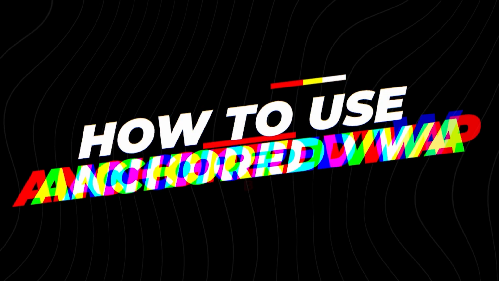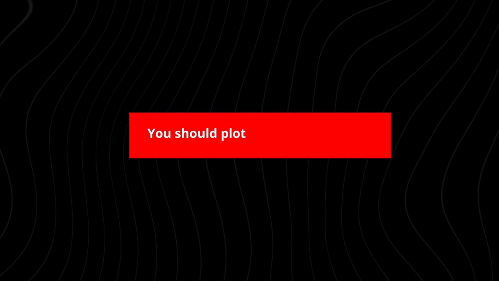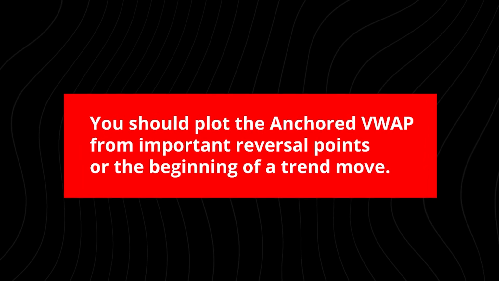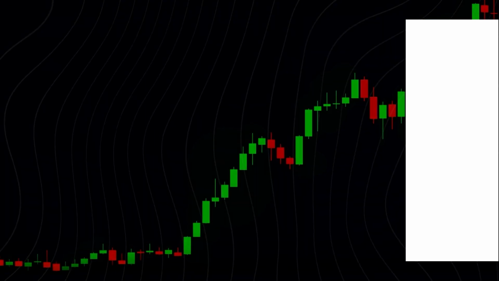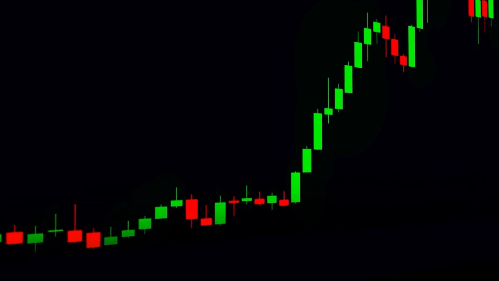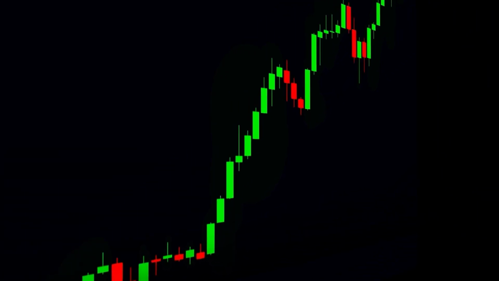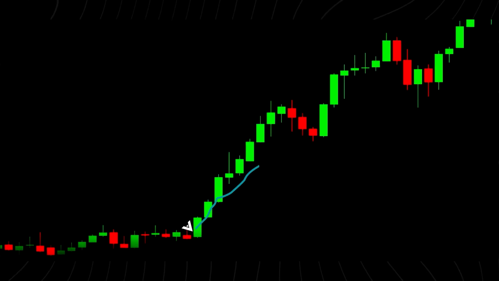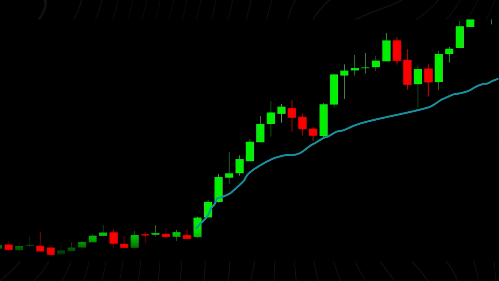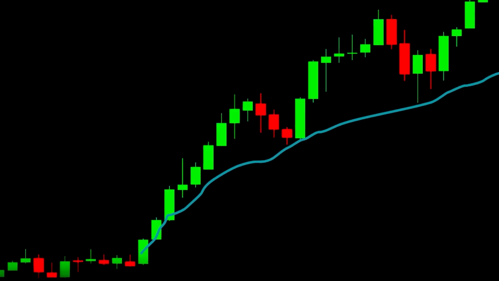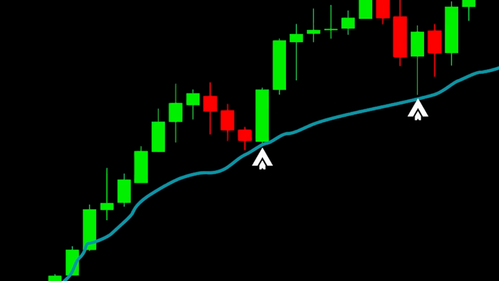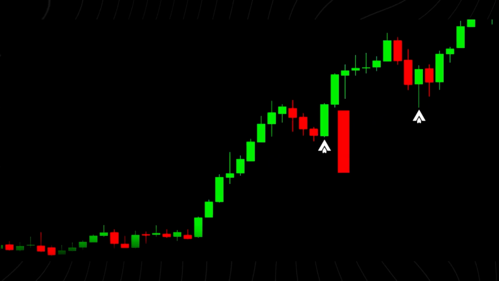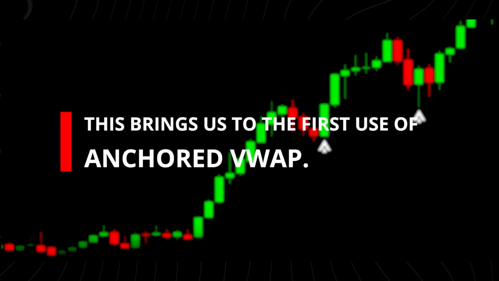3. How to use the Anchored VWAP. Ideally, you should plot the Anchored VWAP from important reversal points or the beginning of a trend move. For example, in this chart, the price was firmly consolidating before starting a big uptrend. The uptrend began with this candle, thus we plot the Anchored VWAP from this position. As seen, the Anchored VWAP supported the price on 2 occasions. When the price reached the VWAP, it increased. This brings us to the first use of Anchored VWAP.